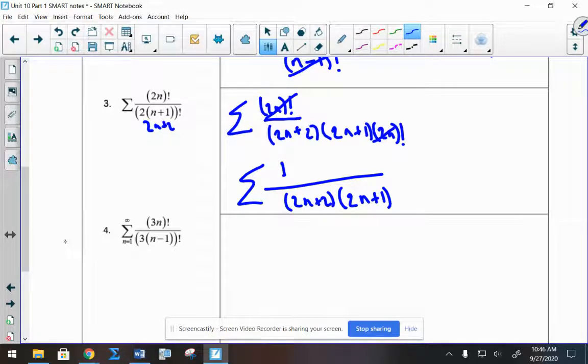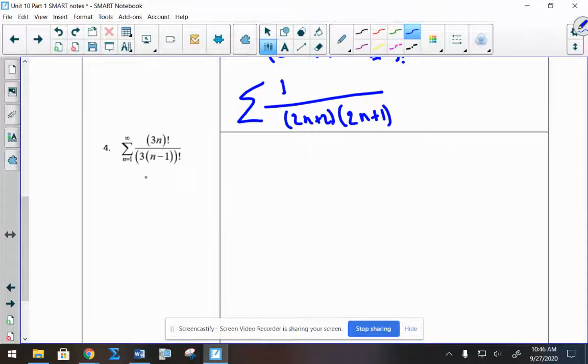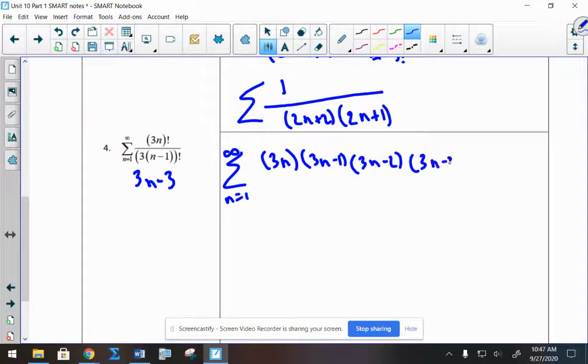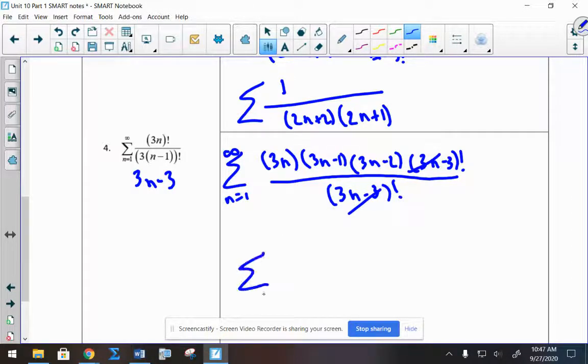So this was a 3n minus 3. That's where I've got them to match. Sometimes you're going to simplify on the top, sometimes you're going to simplify on the bottom. So now those go away. And I have this summation of the 3n times 3n minus 1 times the 3n minus 2. And that would be my answer. So that's the simplified version. And again, we'll see what those things do once we actually get into the heart of this.